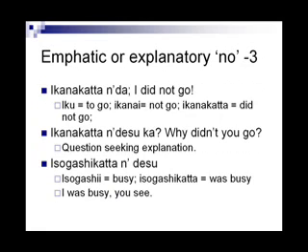The next one uses a verb. Ikanakatta nda. I did not go. Iku means to go. Ikanai is the negative meaning not go. Ikanakatta is a past tense of ikanai meaning did not go. Nda is also used in questions. Look at the next example. Ikanakatta n desu ka? Why did you not go? This is a question seeking explanation. The response can be Isogashikatta n desu. Isogashii means busy. Isogashikatta is the past tense of isogashii meaning was busy. The meaning is I was busy, you see.